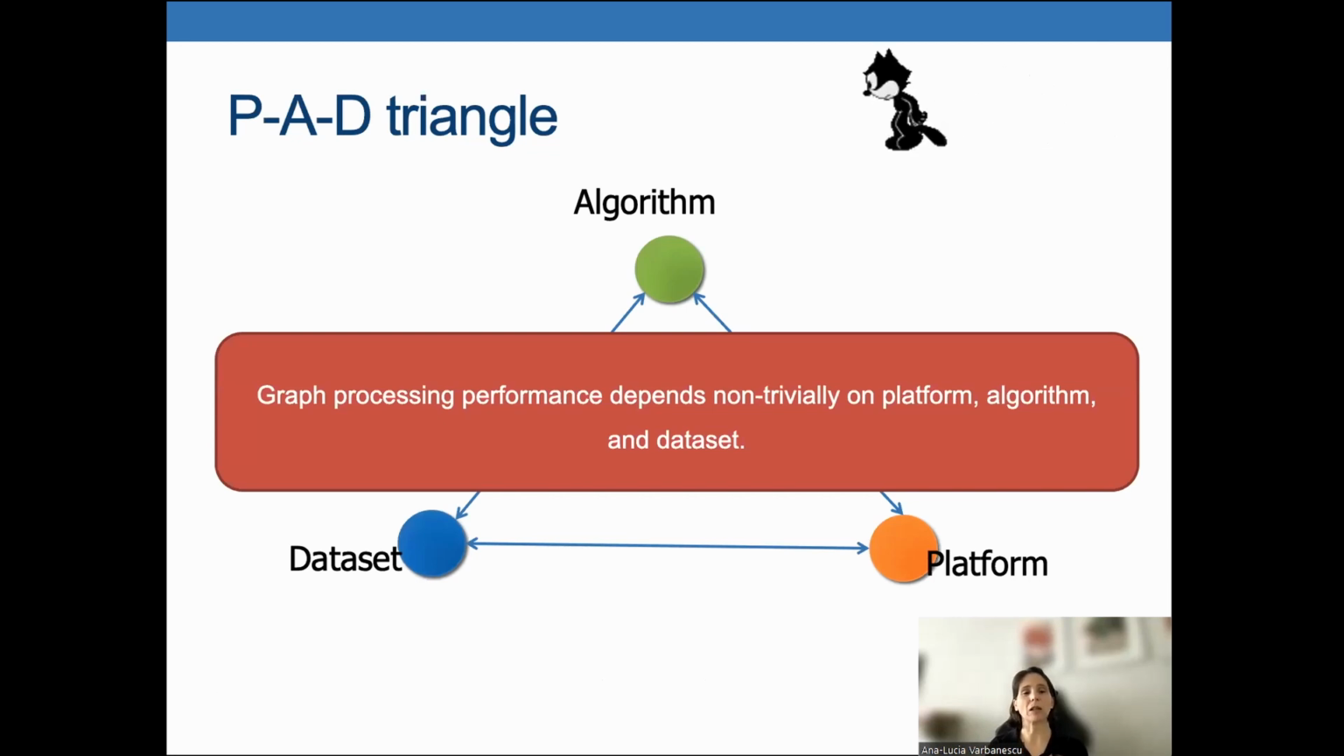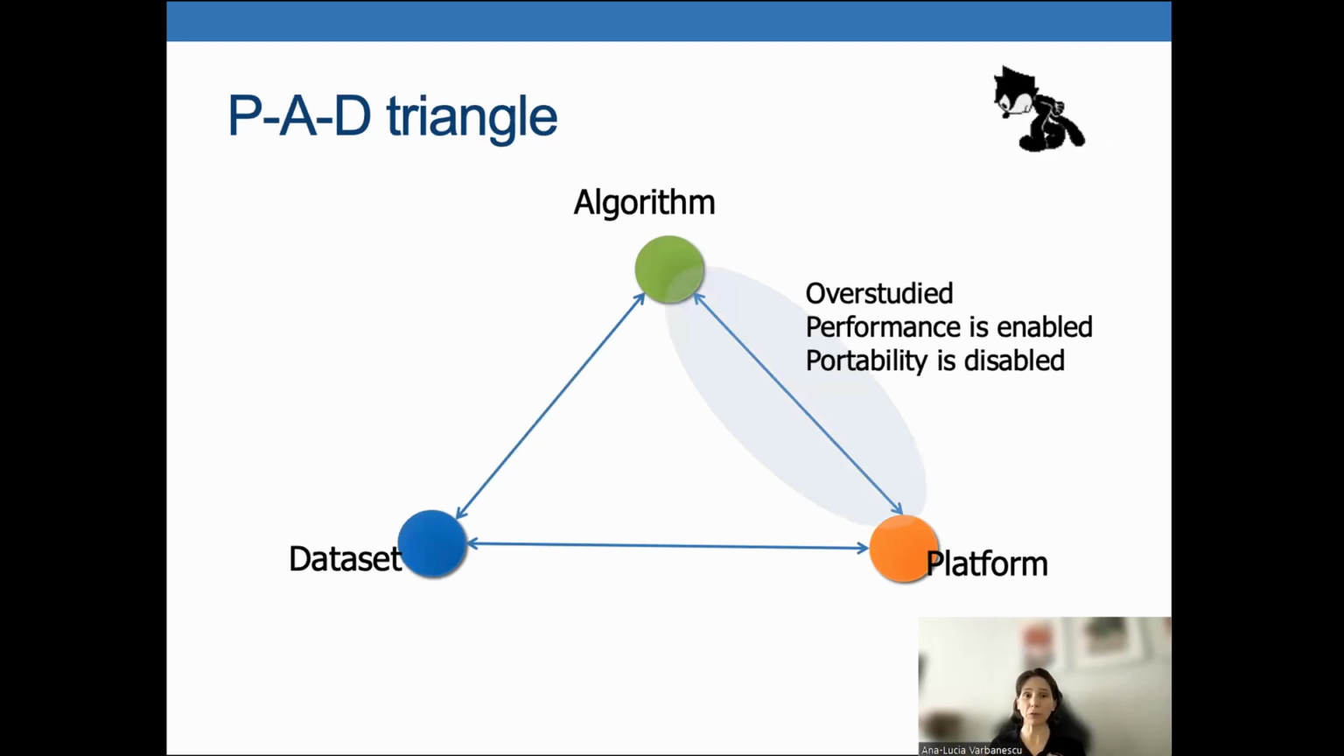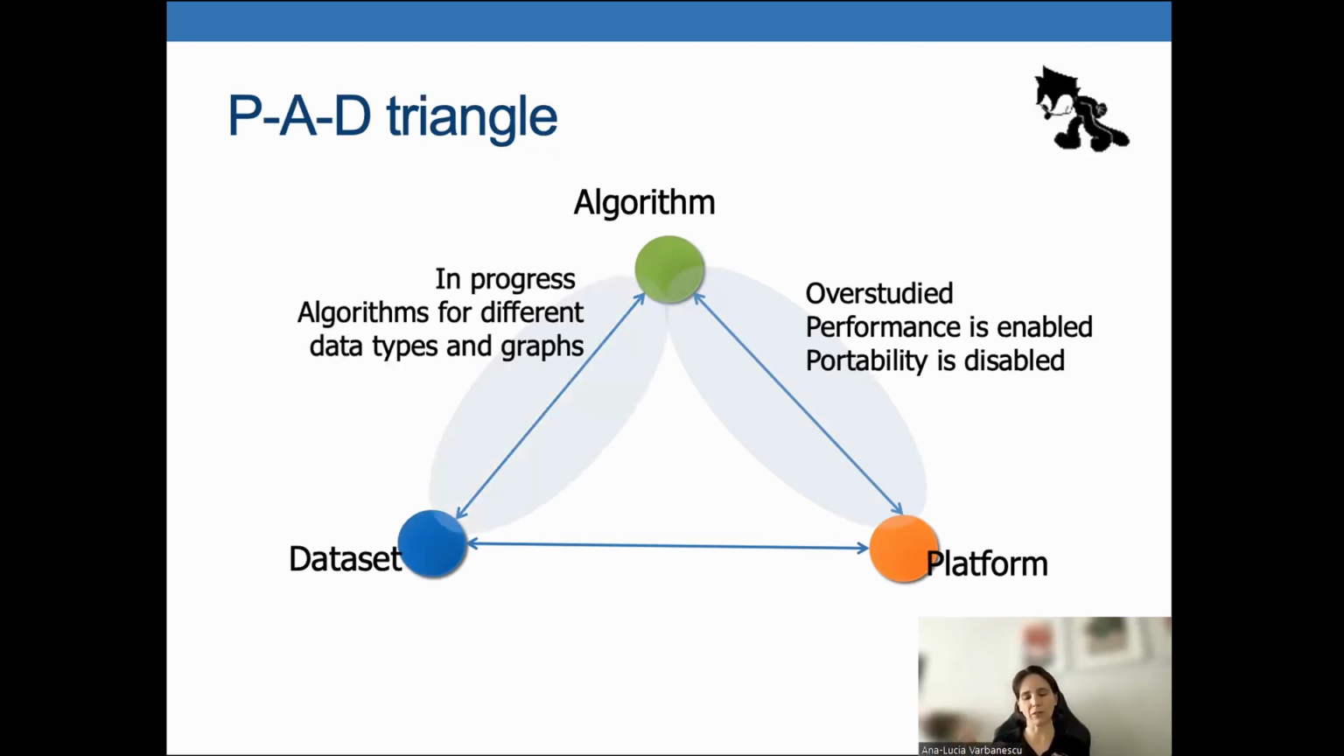years of parallel graph processing: the performance of these algorithms really depends non-trivially on platform, algorithm, and data set. We see a lot of work building algorithms for specific platforms, typically taking the type of data set into account. But in this case, these algorithms are not portable. GPU algorithms don't work well on CPUs, and obviously vice versa.